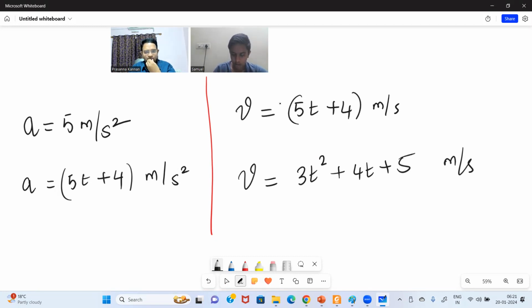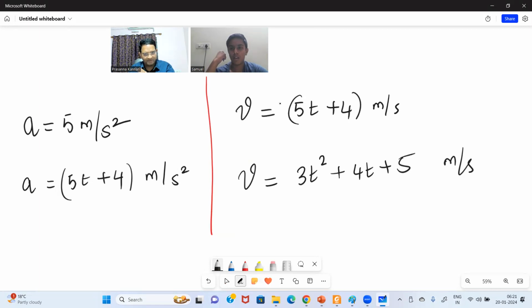Acceleration, once I differentiated from velocity, I got acceleration as 60 plus 4. Acceleration here is non-uniform. So the category under which it comes is non-uniform accelerated motion. Good. Why? Because velocity depends on time.